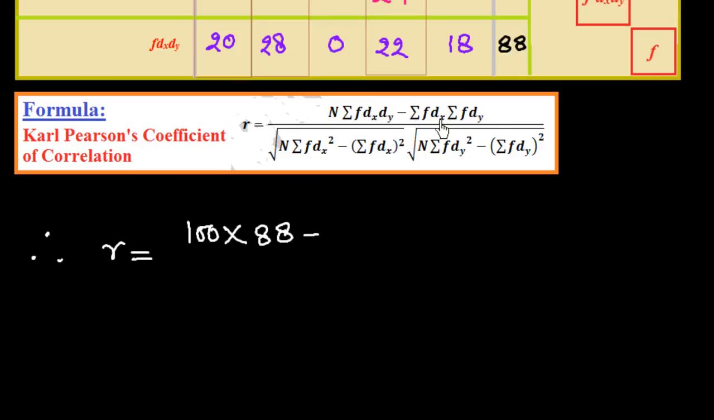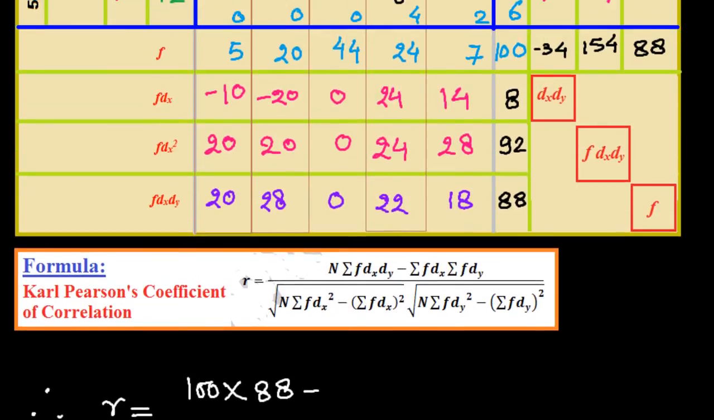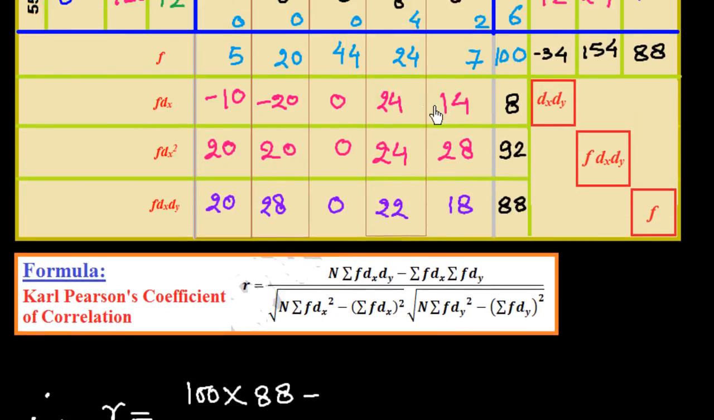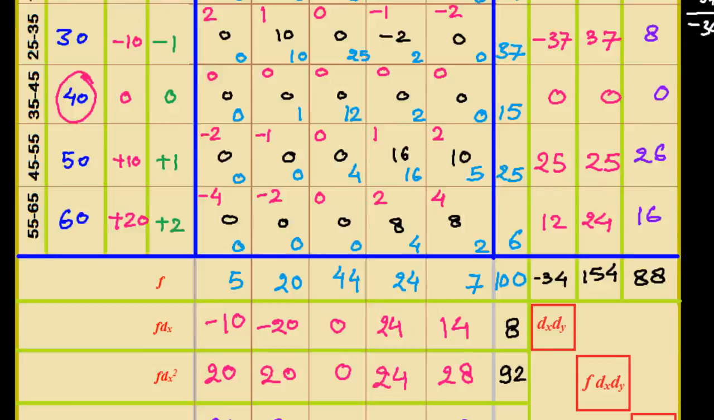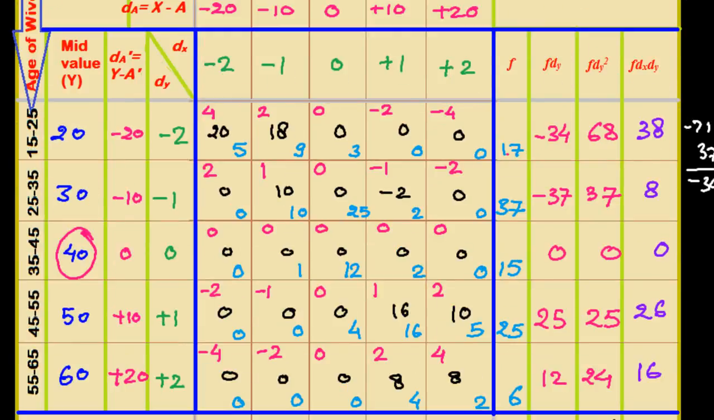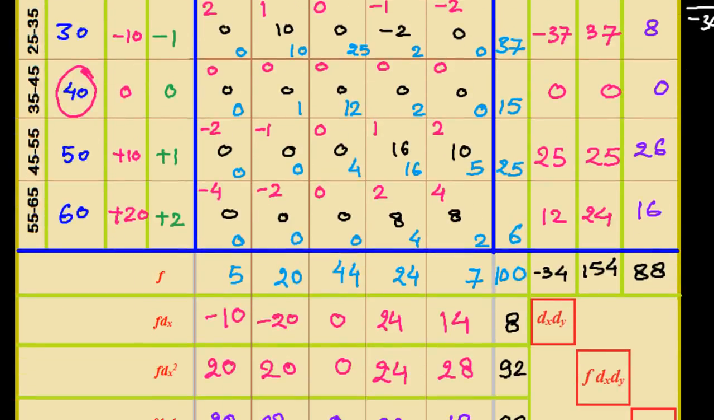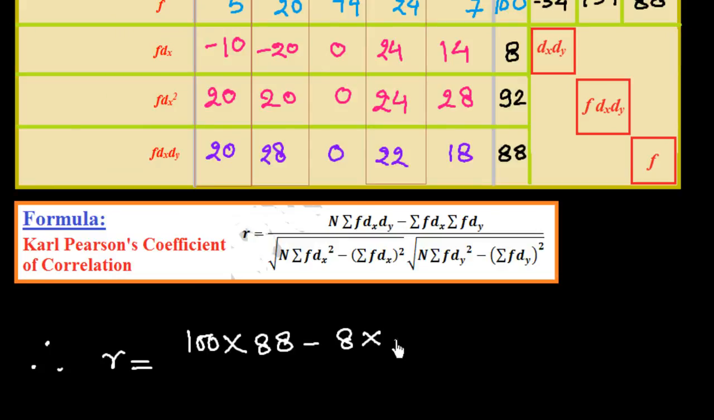Summation of f dx. So we see the summation of f dx is 8. And summation of f dy, which is minus 34. Summation of this f dy is minus 34. So we have to write down here minus 34.